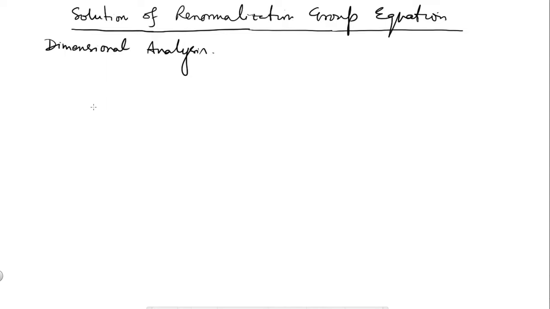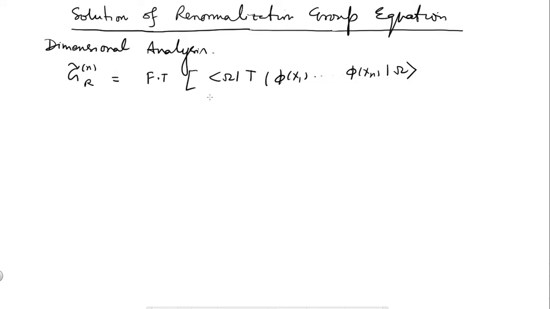Okay, so G tilde n, this is just the Fourier transform of our correlation function or the Green's function. So when you do a Fourier transform, each of these phi's becomes phi tilde. So G tilde n will have the dimensions of n times phi tilde. So we need to know the dimension of phi tilde. And then the mass dimension of G tilde n is n times the mass dimension of phi tilde. You can put renormalized here.